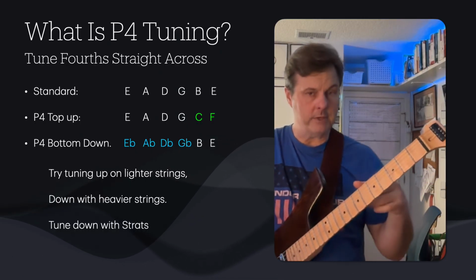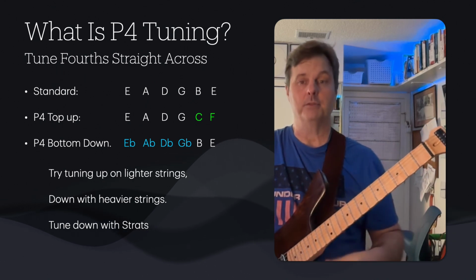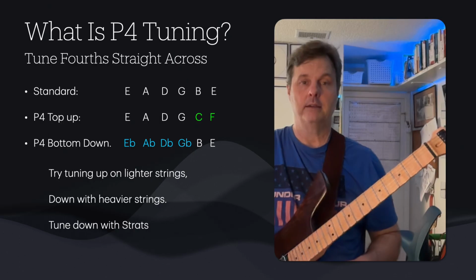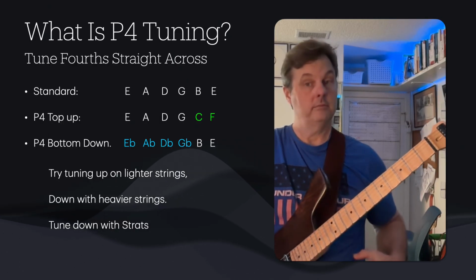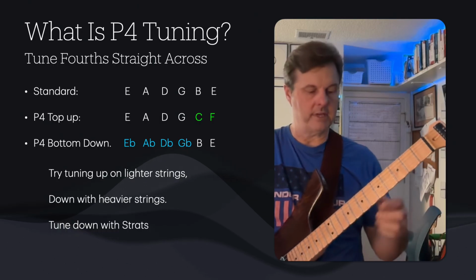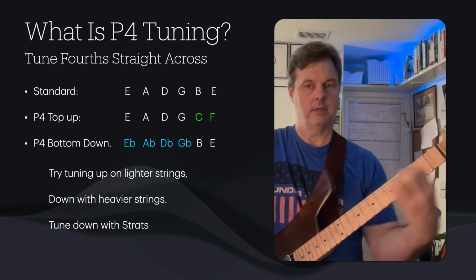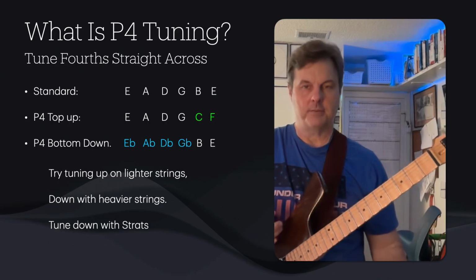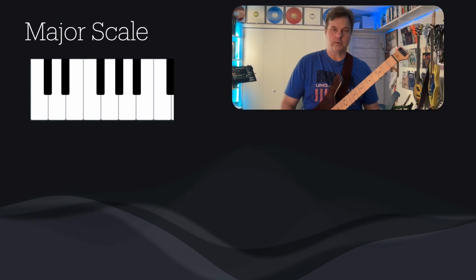I'm tuned with perfect fourths at the top up. So we have E, A, D, G, C, and F. So C and F are tuned up. Keeps our shape simple. I go over that in other videos. There's a link to the PDF in the description here for a major scale PDF workbook.